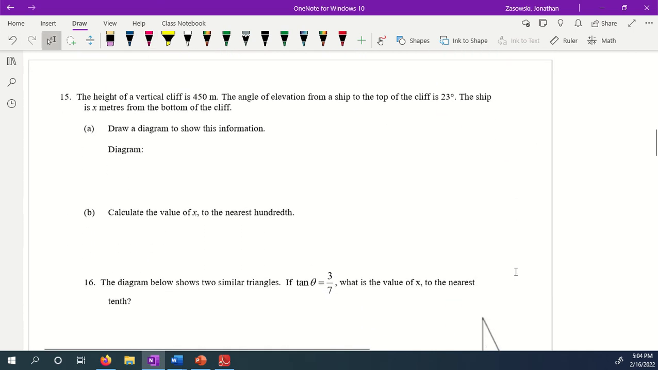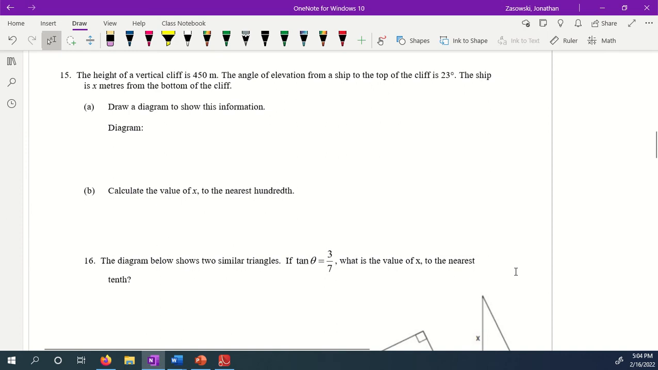So let's go down to the next one. All right, height of a vertical cliff, and it mentions angle of elevation here. So that tells me right away we have a right triangle, okay? So we have a cliff. All right, and the cliff is 450 meters, so that is this side of our triangle. We have a boat. All right, and the angle of elevation to the top of the cliff, so the angle of elevation being drawn to the top of the cliff is going to be 23 degrees.